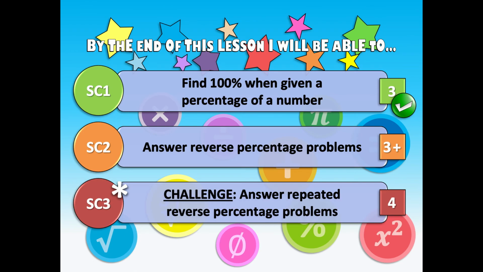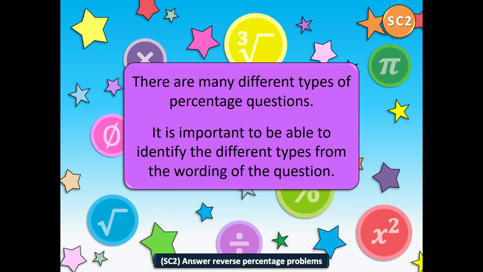And now we've completed success criteria 1. So now we're going to move on to number 2, and this is to answer reverse percentage problems. There are many different types of percentage questions, and it's important to be able to identify the different types from the wording of the question.